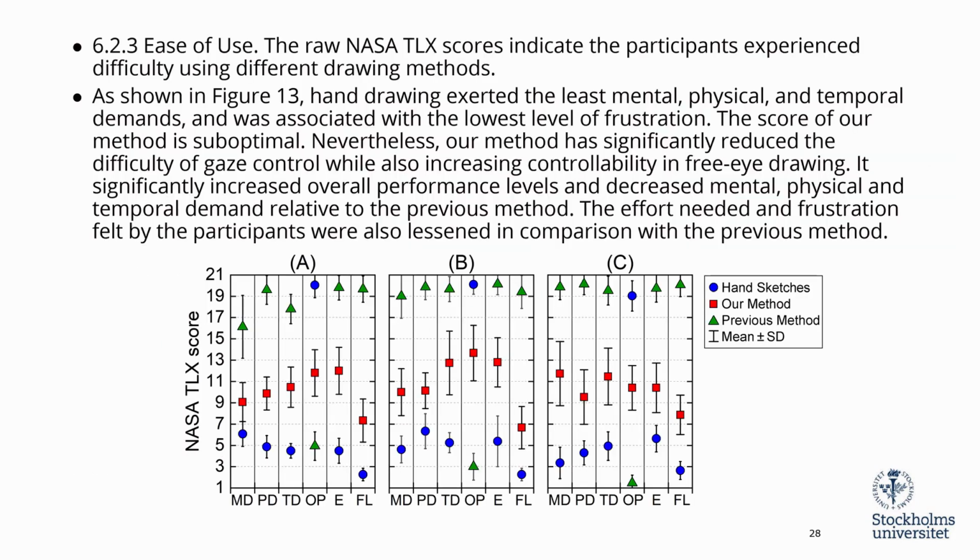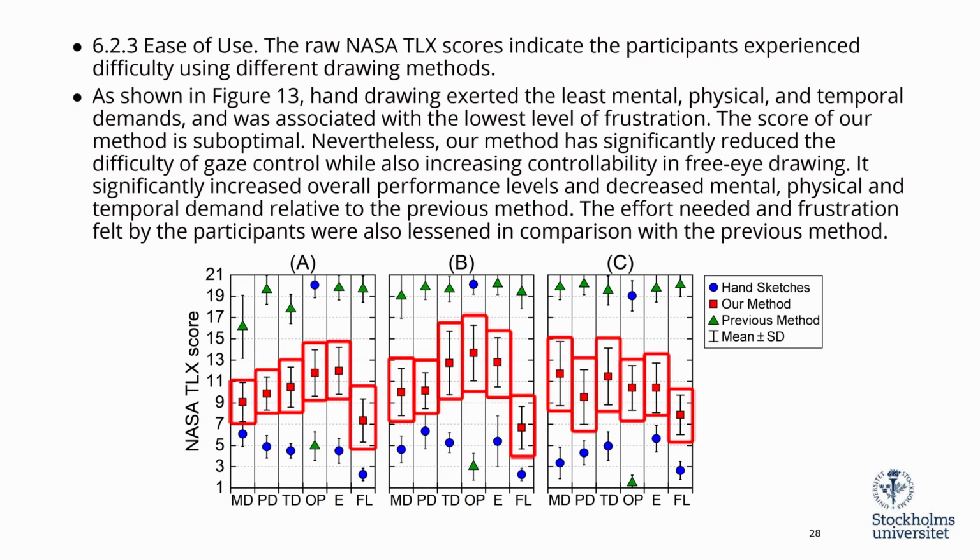6.2.3 Ease of use. The raw NASA TLX scores indicate the participants experienced difficulty using different drawing methods. As shown in Figure 13, hand drawing exerted the most minor mental, physical, and temporal demands and was associated with the lowest level of frustration. The score of our method is suboptimal. Nevertheless, it significantly increased overall performance levels and decreased mental, physical, and temporal demand relative to the previous method.